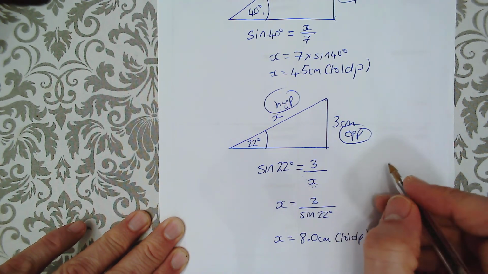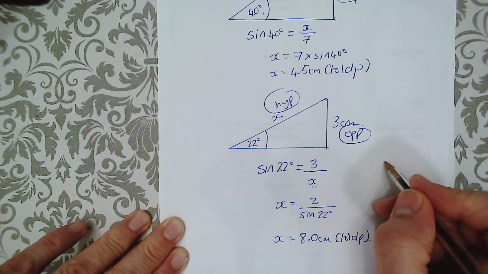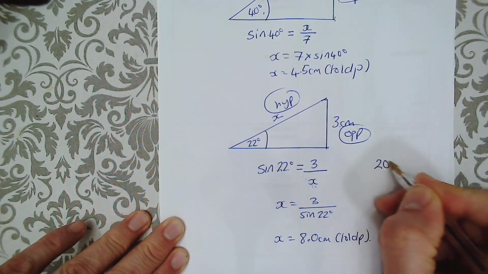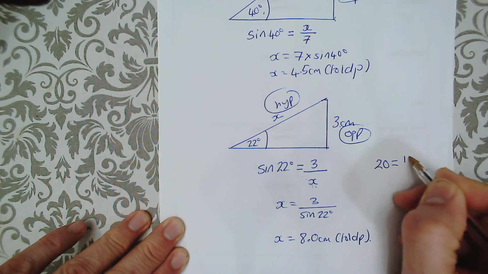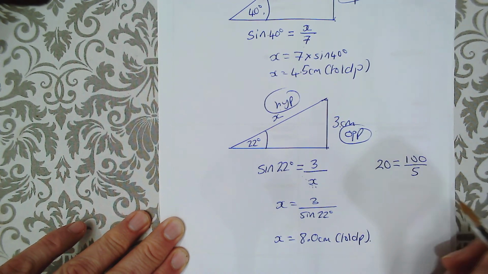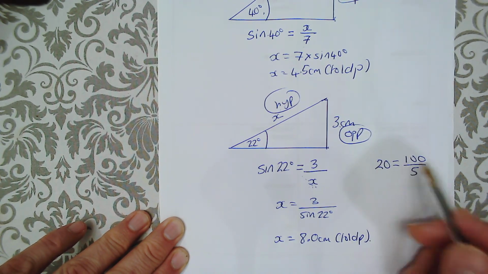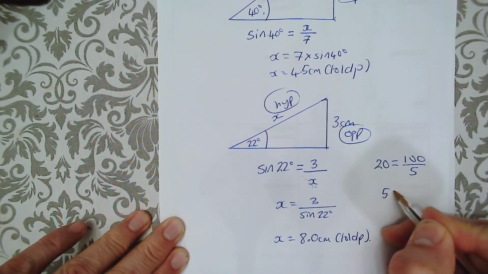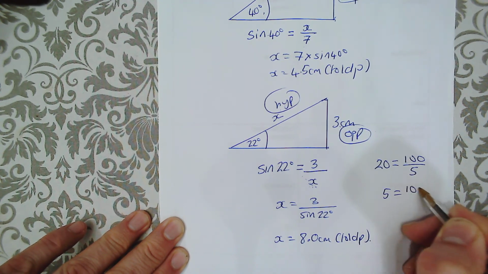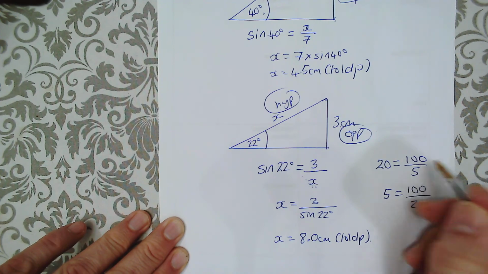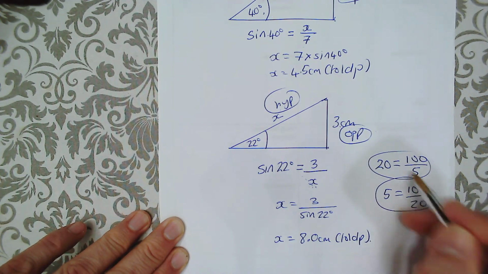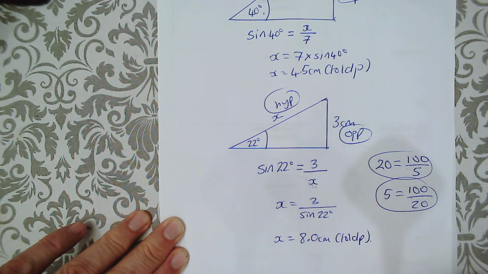Just to make that make even more sense, hopefully, imagine you've got 20 is going to be 100 divided by 5. Well, we know that's true, don't we? I can swap those two, and I can also say 5 is 100 divided by 20. That sometimes makes this bit of algebra make sense.